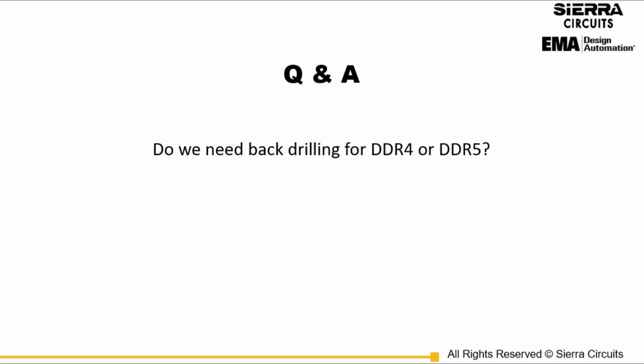But again, back drilling is good if cost is the thing that's driving you. In most class 3 products, cost isn't the factor. The factor is that a class 3 product can't fail. So blind and buried vias are normally used, but again, it's about the class of product you're developing, and then back drilling will save you money over blind and buried vias.